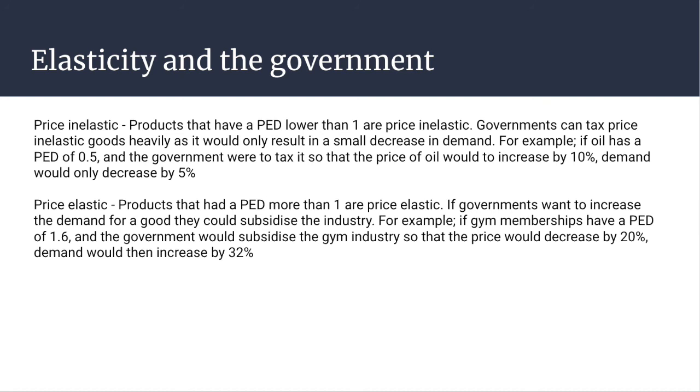Price elastic. Products that have a PED more than 1 are price elastic. If governments want to increase the demand for a good, they could subsidize the industry. For example, if gym memberships have a PED of 1.6, the government would subsidize the gym industry so that the price would decrease by 20%, and demand would increase by 32%.